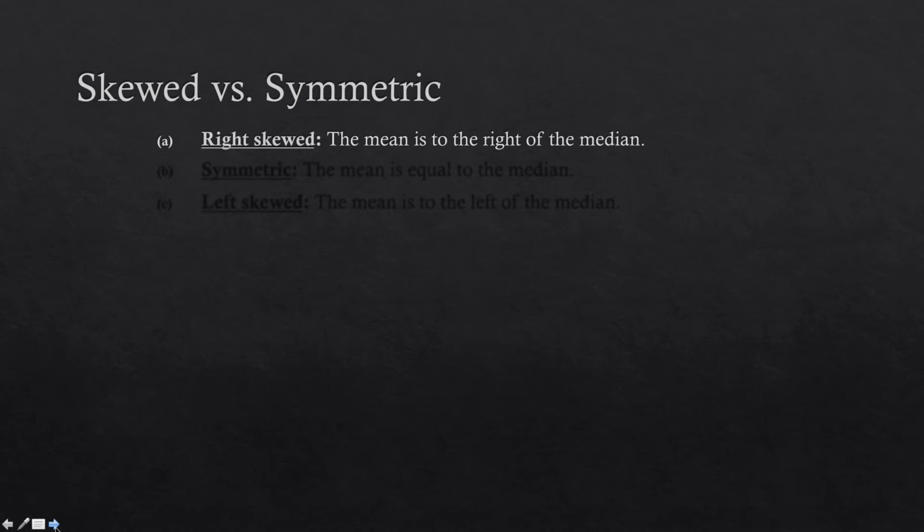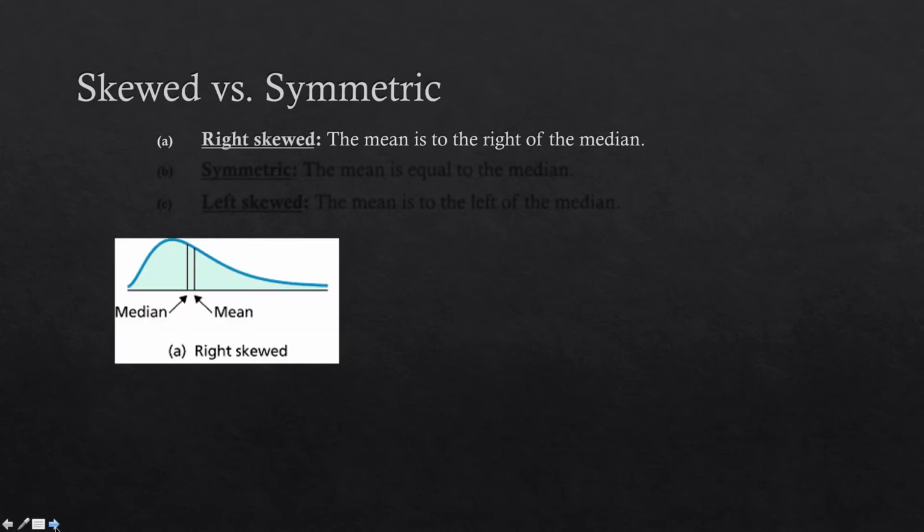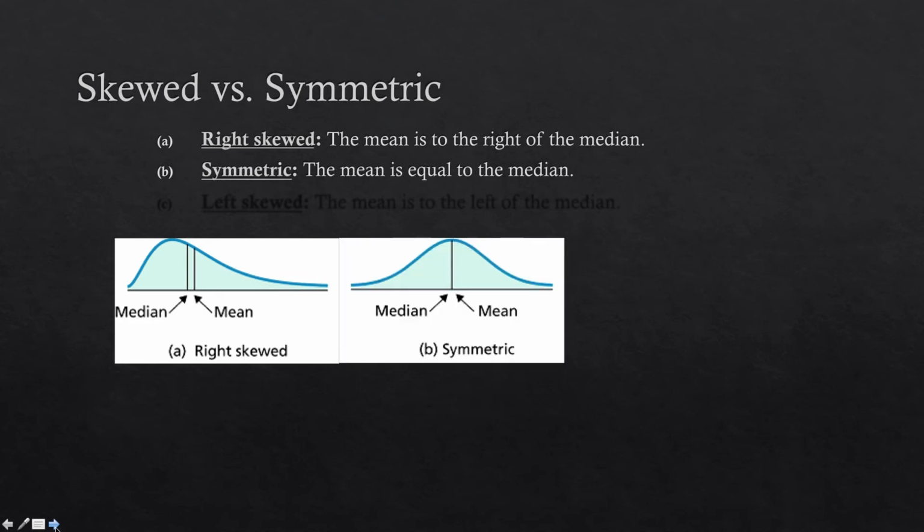Skewed versus symmetric. You'll have some different kinds of graphs, some skewed, some symmetric. When we say skewed, we either have right skewed, which looks like this. If you notice, the mean of the data is to the right of the median. That's going to make it right skewed. Mean to the right means right skewed. Now, if the mean is equal to the median, this is a symmetric graph. This is your normally distributed bell curve, basically.